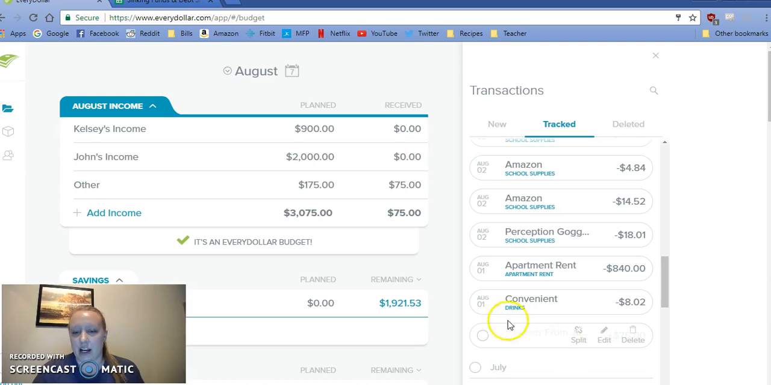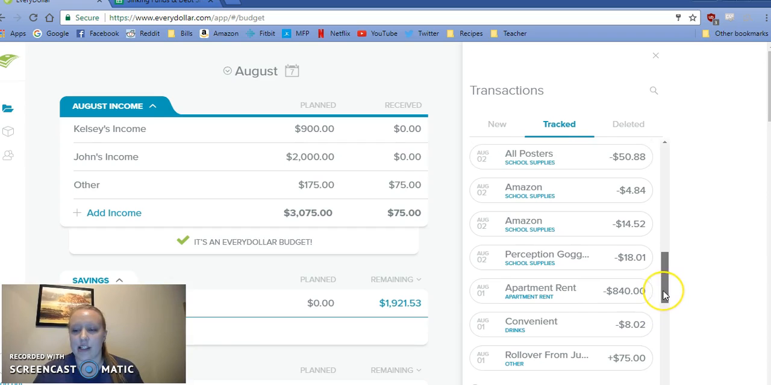When I was out of town, John got some drinks. We paid our rent. It's $100 less this month because if you signed your lease within like 60 days or re-signed it, then they gave you $100 off of your second month's rent, so we got that. And then this is where I got a bunch of stuff for my classroom.